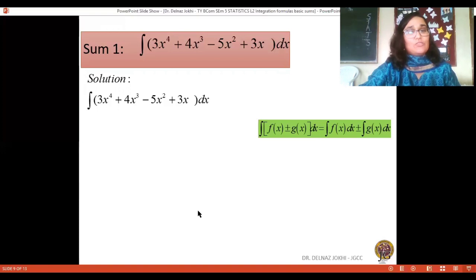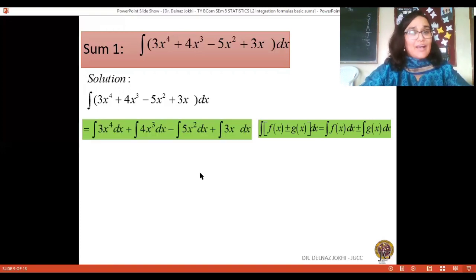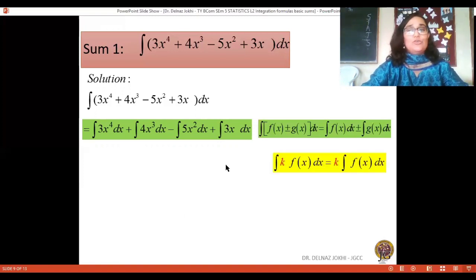Over here, check out on your screen. What do we have? I open the brackets. Over here, I open the bracket and match the green color to the green color. What do you get? Integration 3x power 4 dx plus integration 4x cubed dx minus integration 5x squared dx plus integration 3x dx. So as I told you, when you open the brackets, the integration sign and dx comes inside with each term. That's what I've done.